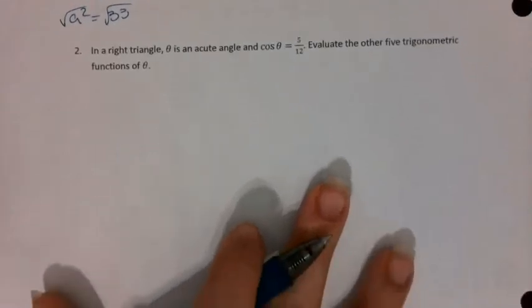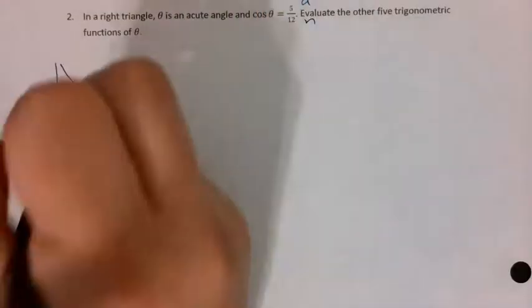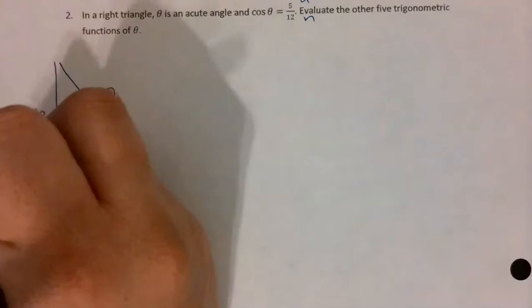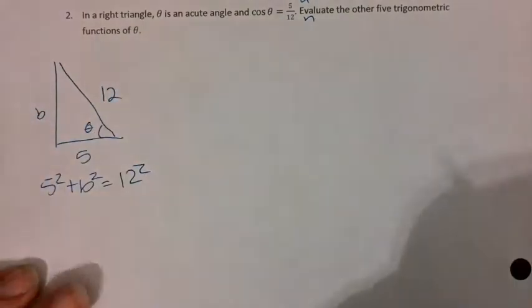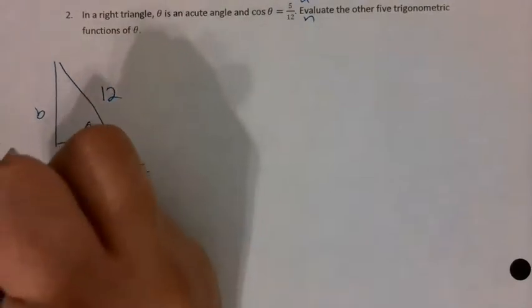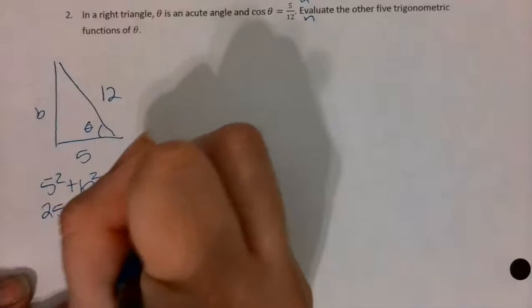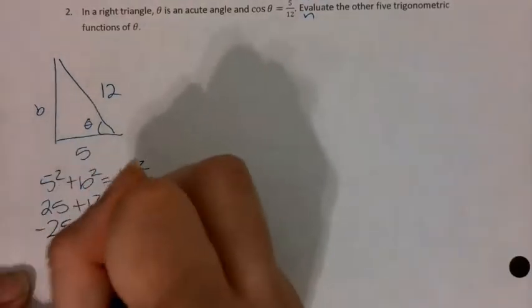Same thing for number 2, except this time it gives me cosine. So this one is adjacent over hypotenuse. I have 5 over 12. So I am going to make this one b. I have 5 squared plus b squared equals 12 squared. 5 squared is 25. B squared is b squared. 12 squared is 144. Then I want to subtract 25 on both sides.